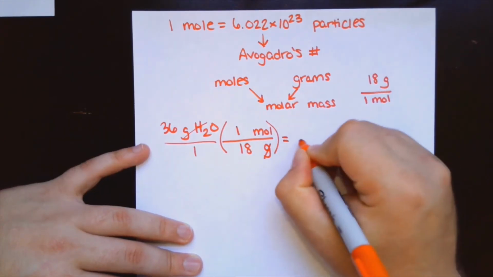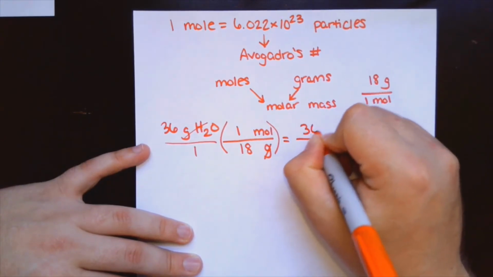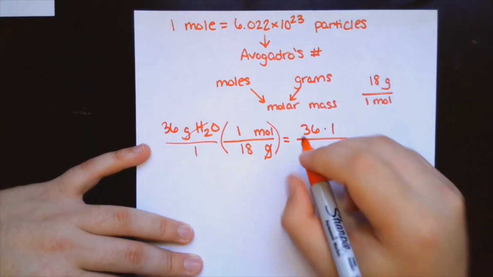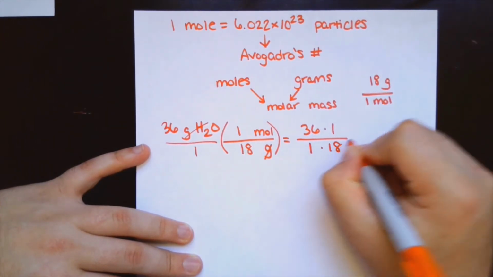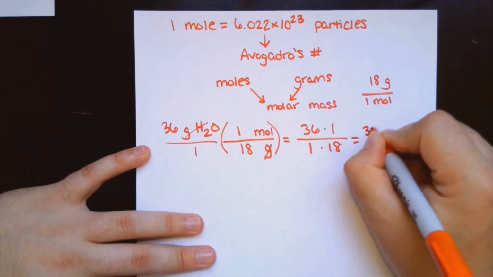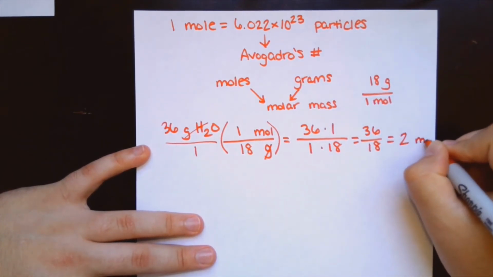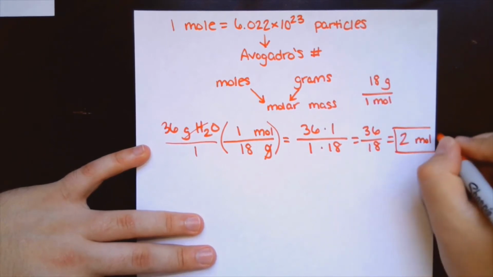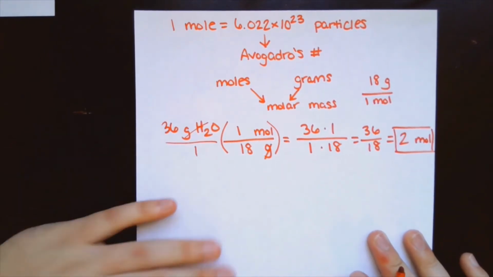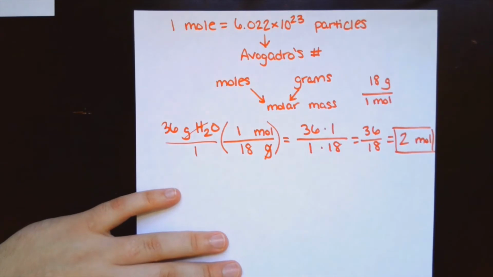Let's multiply the numerators across. We get 36 times 1. Let's multiply the denominators: 1 times 18. So 36 divided by 18, you do that, you get 2 moles. So that's 2 moles of water. That's 36 grams, right? So molar mass is going to be a conversion factor, and you can go from moles to grams or grams to moles, right?